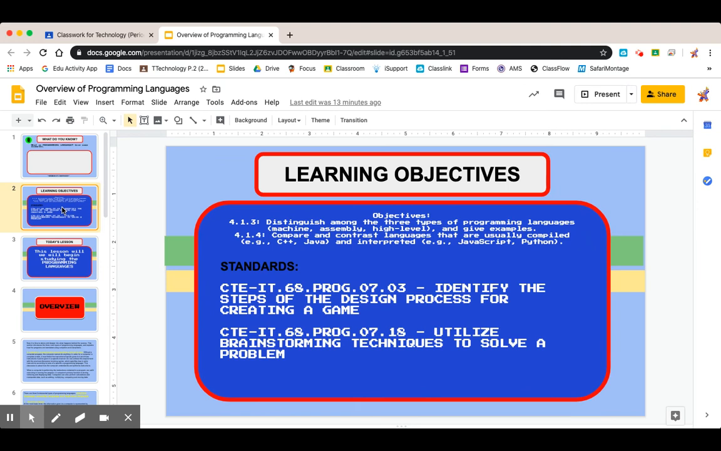Our learning objectives for this assignment are to distinguish among the three types of programming languages. There is machine, assembly, and high level. Also, we want to compare and contrast languages that are usually compiled and interpreted. So let's jump over to our overview.